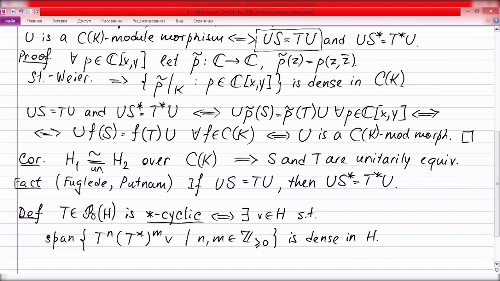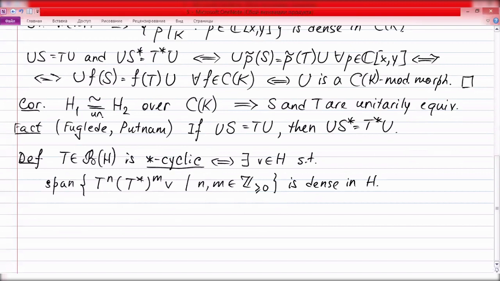So it's clear from the definition that the closure of this subspace is the smallest closed subspace of H which is invariant with respect to T and T star. And each such vector v, if it exists, we call a cyclic vector, a star cyclic vector for T. Each such element v is a star cyclic vector.